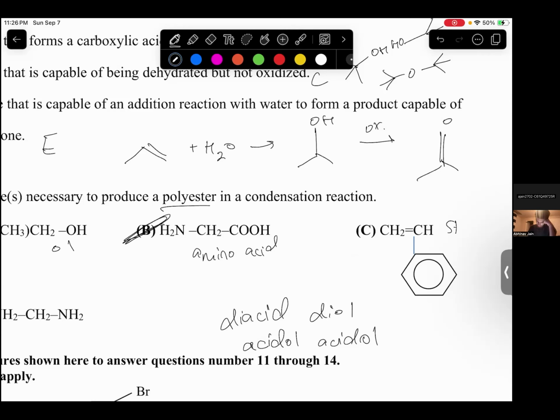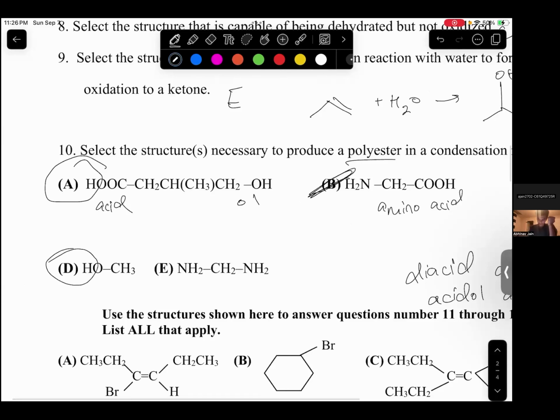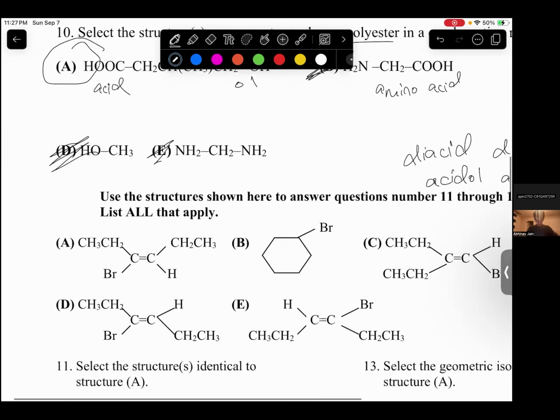This is styrene right here. Styrene is going to polymerize to form polystyrene in a radical addition reaction, not a condensation. So C is wrong. D, this is just methanol. Methanol will dehydrate to form an ether, dimethyl ether, which is not condensation to form polyester. So no. E, this is just a diamine. That's not going to form a polyester. So E is wrong.